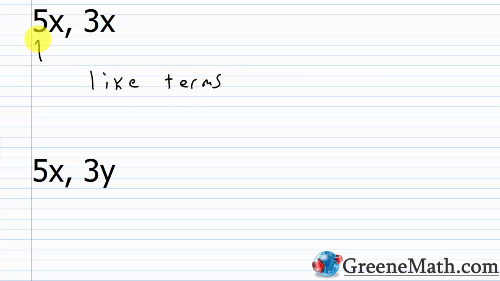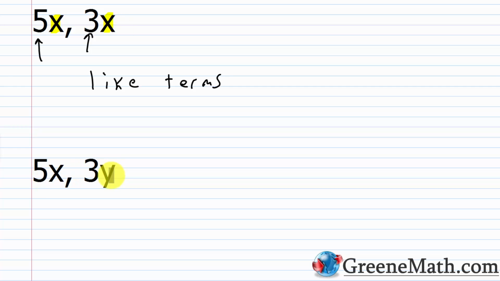It does not matter what the coefficients are, right? Remember, that's the number that's multiplying the variable, or again, variables. It only matters what the variable or variables are. In this case, we have x. In this case, we have x. It's the exact same variable, and so we have like terms.